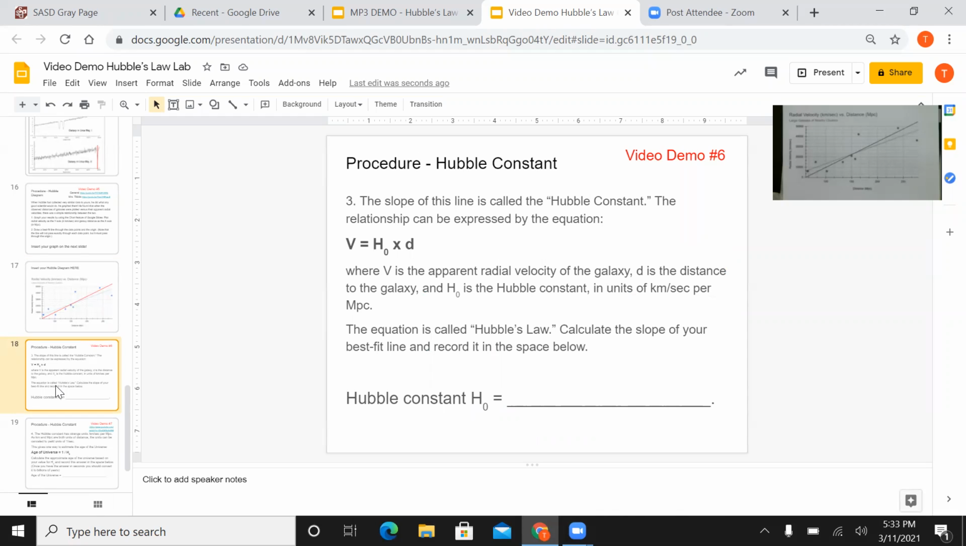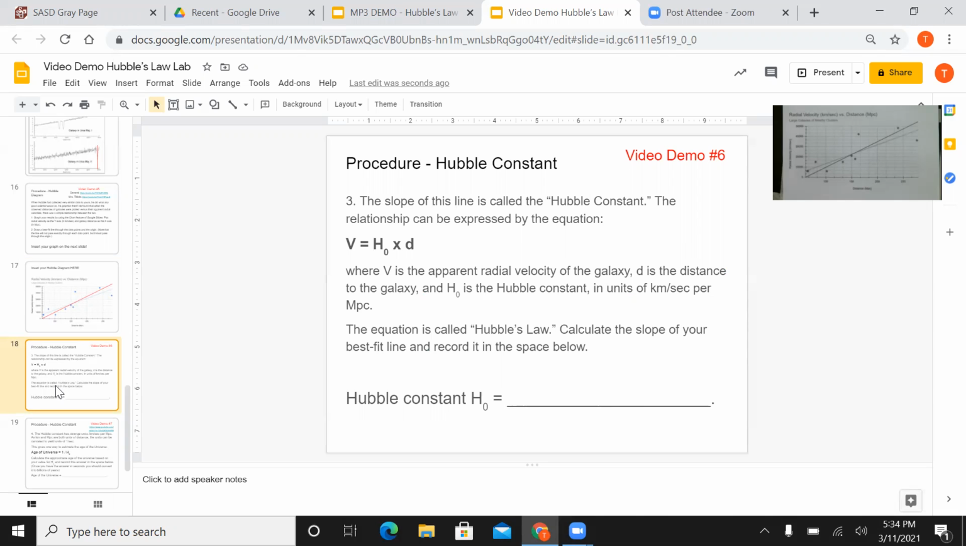So the Hubble constant can actually be expressed by the equation v, which is the apparent radial velocity of the galaxy, equals the Hubble constant times d, the distance to the galaxy. So if we have either the velocity or the distance to the galaxy, then we can calculate the other one. So the Hubble constant is used in that equation. Our units for the Hubble constant will be kilometers per second per megaparsec.